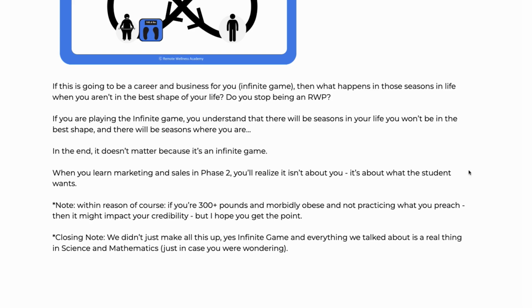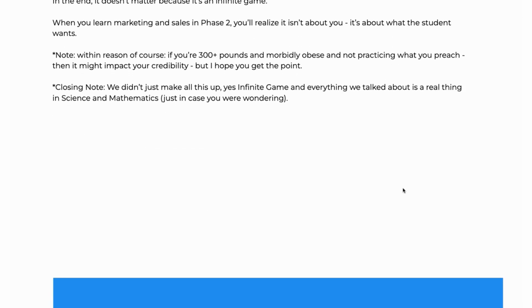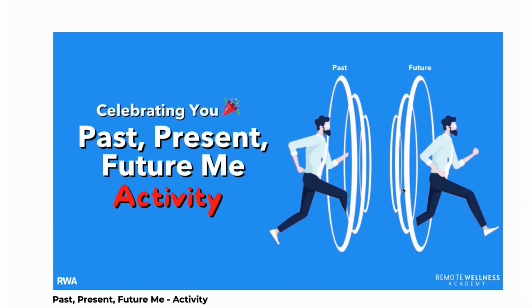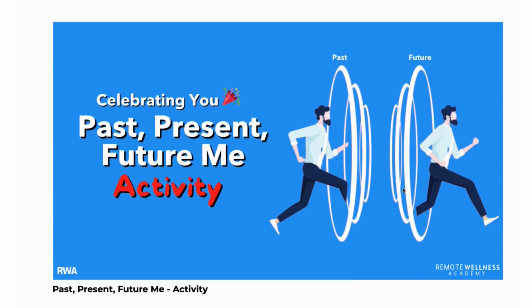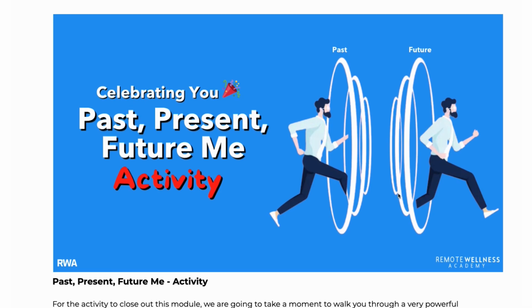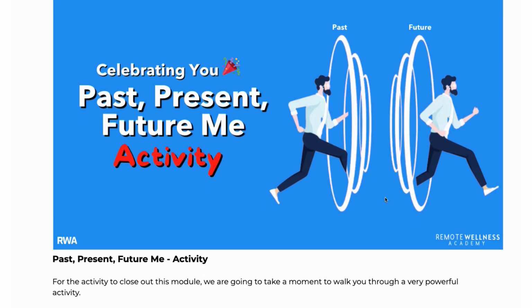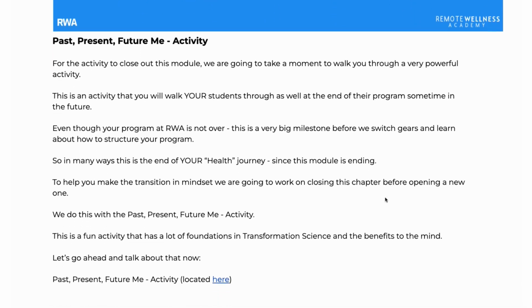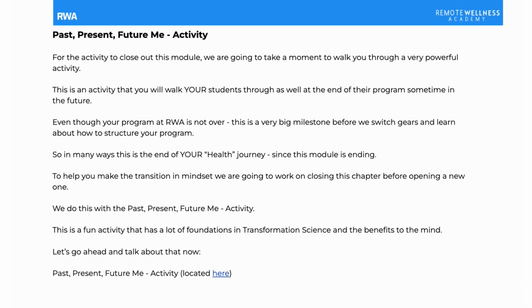Beautiful. So with that being said, let's go ahead and hop into the activity for this final training inside of this module. We're going to close out with a really, really cool activity called the past, present, future me activity. For this activity, we're going to take a moment to walk you through a very powerful activity. And this is actually an activity that you are going to walk your students through as well in the future at the end of their program, okay?